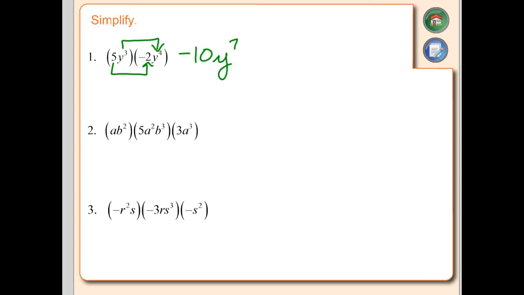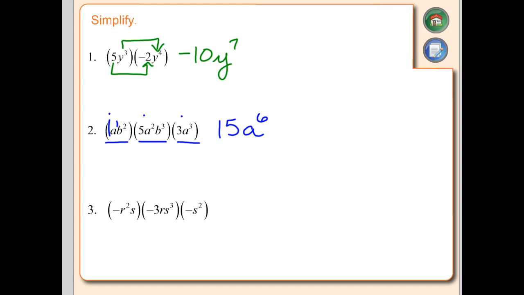Now, let's look at number 2. When I look at number 2, this time we're multiplying 3 monomials together. Well, again, I'm going to look at the number part first. Remember, there's an understood 1 in front of that first monomial, so we've got 1 times 5 times 3. Well, that's pretty easy. 1 times 5 times 3 is 15. Now, let's look at each letter separately. Let's look at the A's. I've got A. Remember, there's an understood 1 right there with that A squared and A cubed. So if we add all those together, we're going to get A to the 6th.